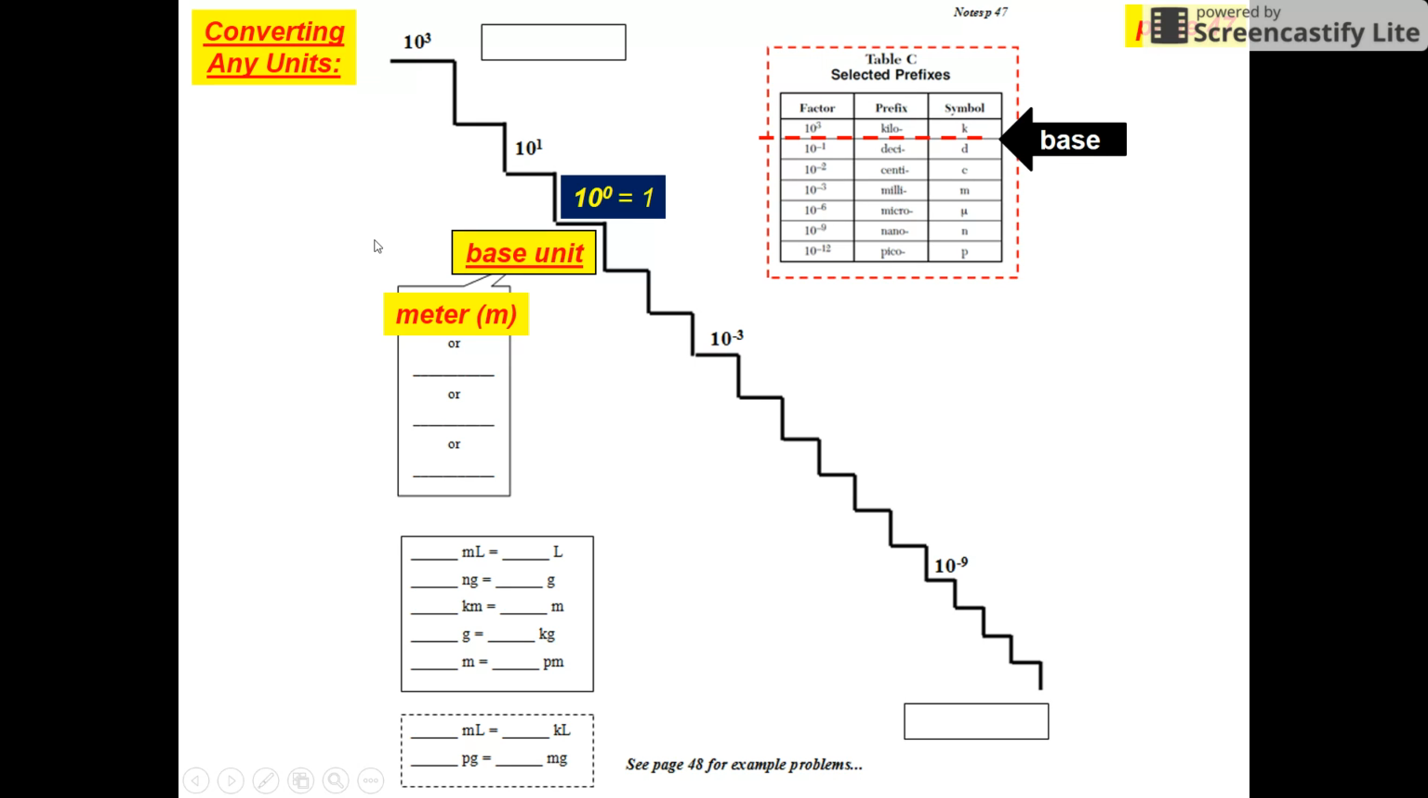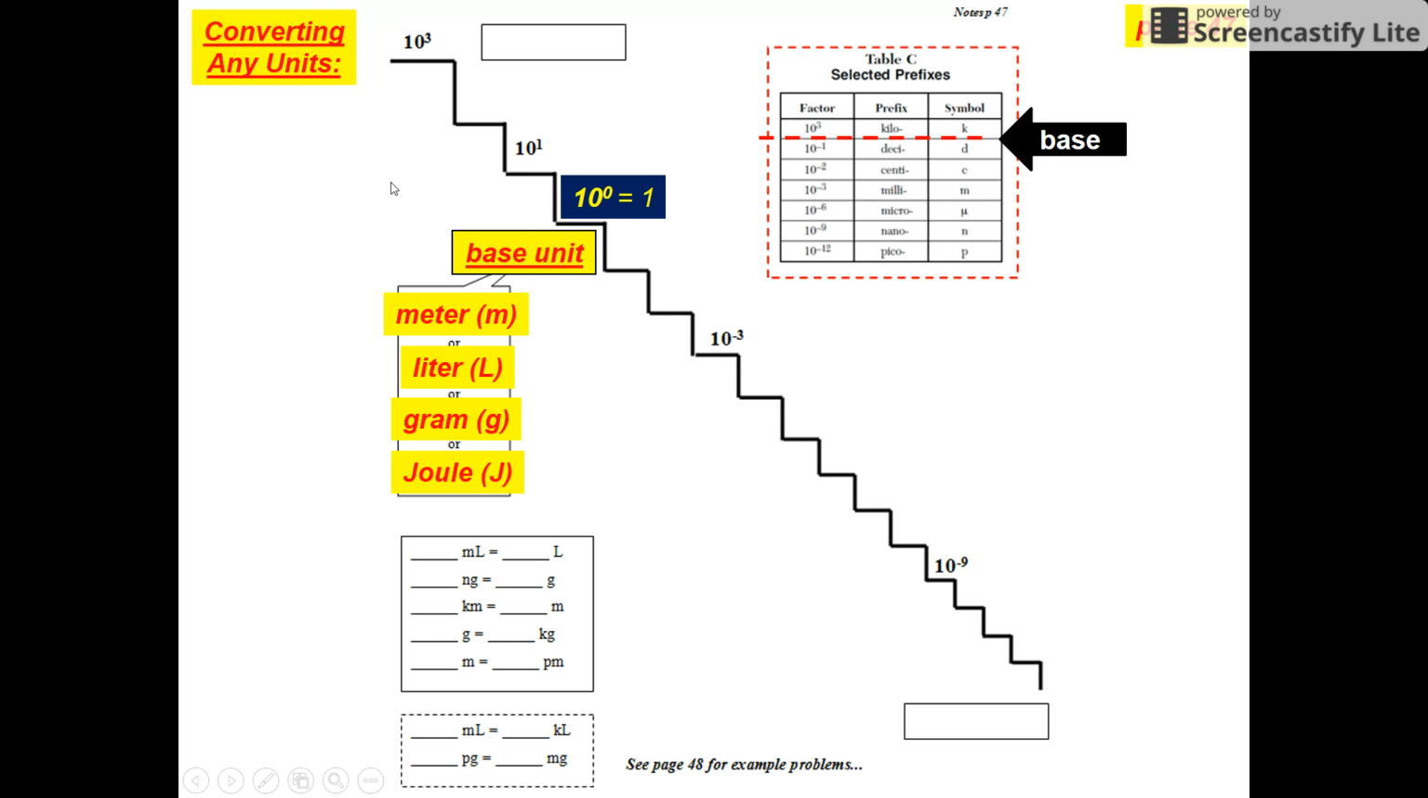Meters are a base unit. They're the unit for distance. Liters are the base unit for volume. Grams are the base unit for mass. And joules are the base unit for energy. We haven't talked too much about those yet, but those are our base units. And things like centimeters or kilograms or milliliters are all based off of these base units.